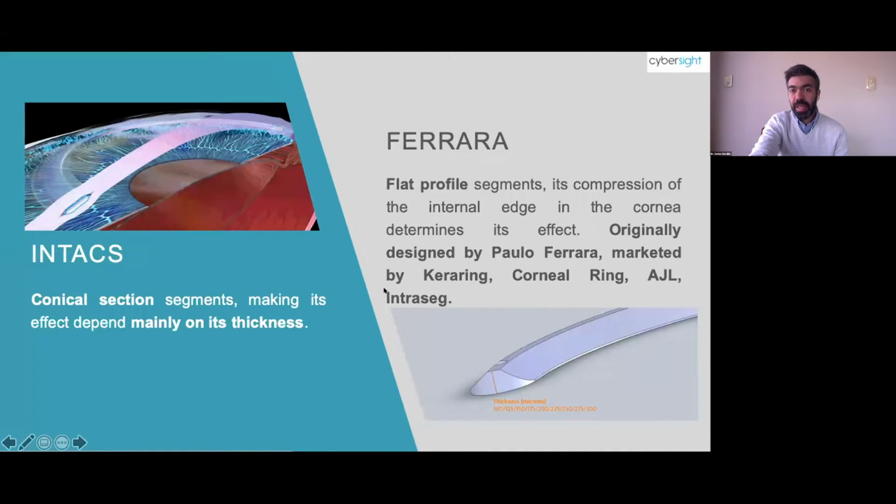So what about the PMMA? I'm going to show you about the Ferrara ring model, which is a flat profile segment, and its compression of the integral edge of the cornea determines the effect. Originally it was designed by Paulo Ferrara from Brazil, and then it's been marketed by Kera Ring, Corneal Ring, AJL, Intrasec, and different brands. Hopefully, I think they are worldwide.